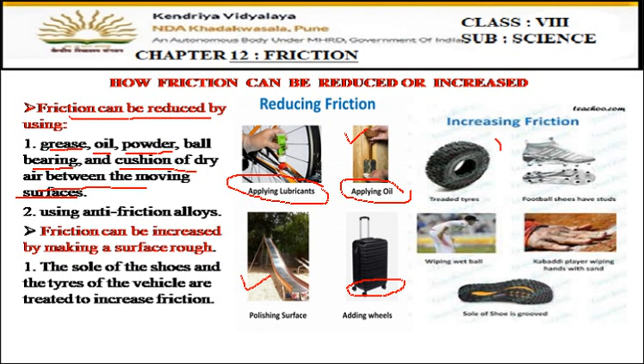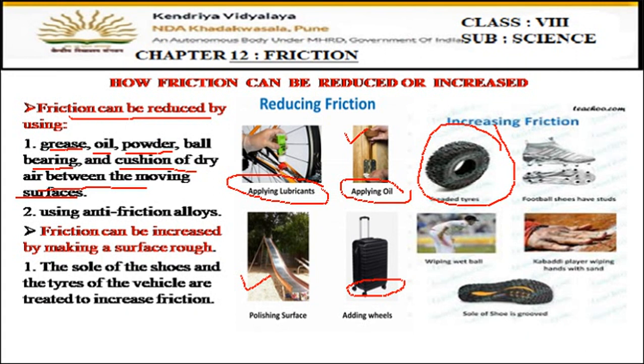So you can see here a tire is shown. There are some designs made on the tires. Why are these designs made? Now these designs make the surface rough, and because of the rough surface, these tires can have grip on the surface, and the vehicle will not slip.